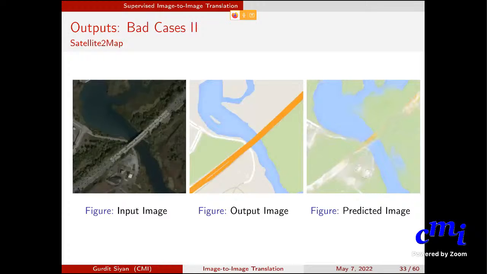But then the predicted image is giving you the correct result, right? Yeah, for the grassy area.